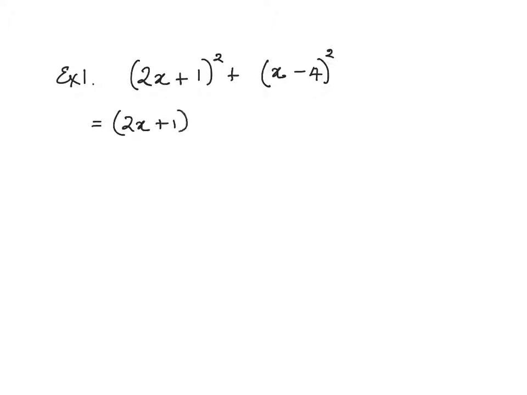Example 1, what we want to do is to expand the brackets and simplify when we have an expression that looks like this. Two square brackets separated by an addition sign. Well, the first thing we have to do is to write the brackets out. We know that square means the bracket times itself.